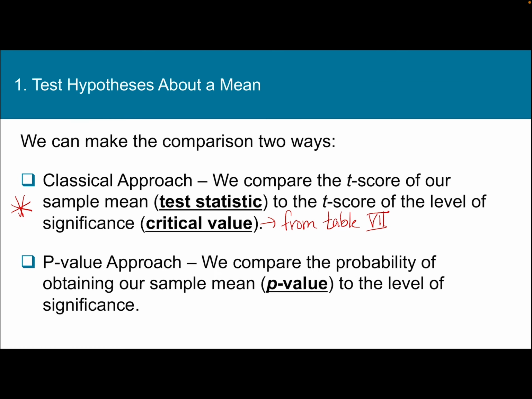The p-value approach looks at the probability of obtaining the sample mean, kind of like we talked about at the start of this section. It compares the p-value to the level of significance. If our p-value is less than alpha, then we reject H naught.